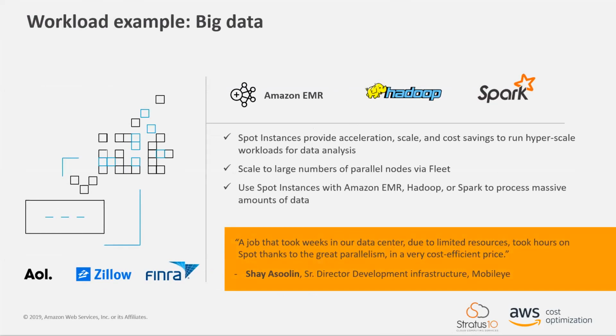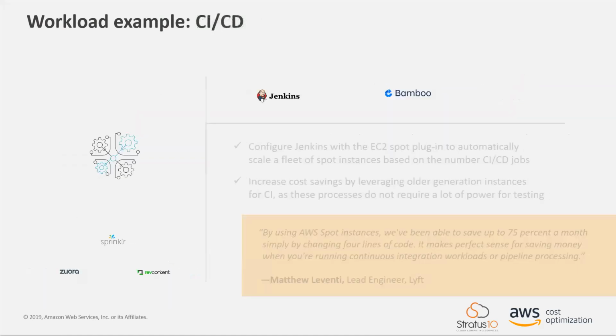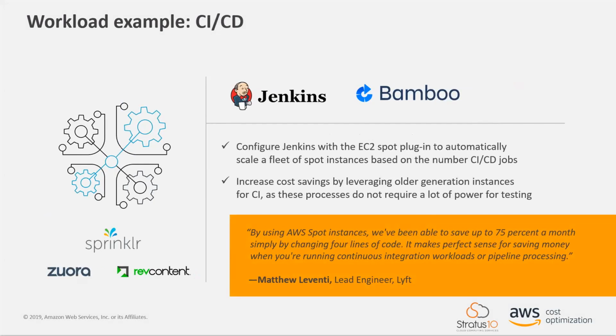Okay, big data. So with discounts up to 90%, you can scale your compute environment up to 10 times while still staying within your budget. It's integrated directly with EMR or Elastic MapReduce and can support any Hadoop or Spark clusters to process large amounts of data. CI/CD is a growing use case for many customers. Spot provides inexpensive compute environments for developers to build, test, and deploy their code changes. There's also a Jenkins plugin that spins up Spot instances during automated build and testing.